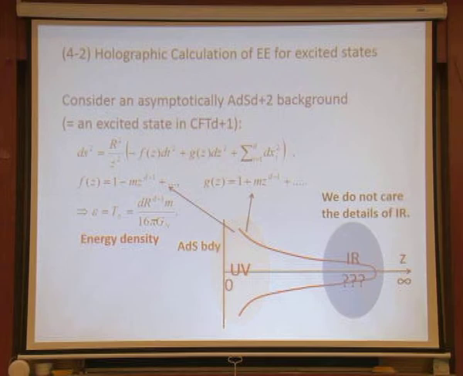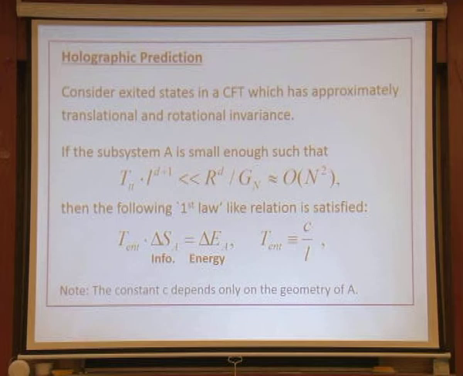So if we summarize this very simple result, we can do it this way. If we consider some excited state in conformal field theory which has approximately translational and rotational invariance, then we can show that if this subsystem A is very small, such that energy density times L to the D plus 1 is very small, though actually we can allow this order one in a holographic calculation, then this kind of first law like relation is always true. This is called the entanglement temperature. We don't know exactly the meaning of it, but we just call it the coefficient. Delta S_A and delta E_A are really proportional to each other, up to this rather universal constant, which we call the entanglement temperature. This constant depends only on the geometry of the subsystem A. This is a holographic prediction.